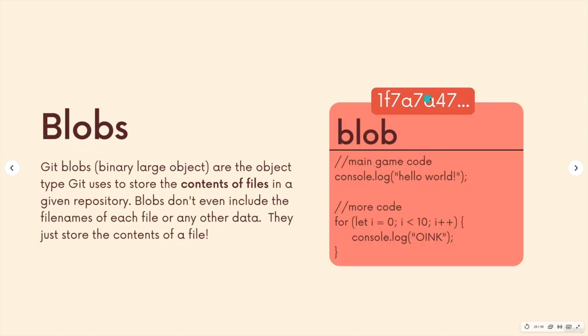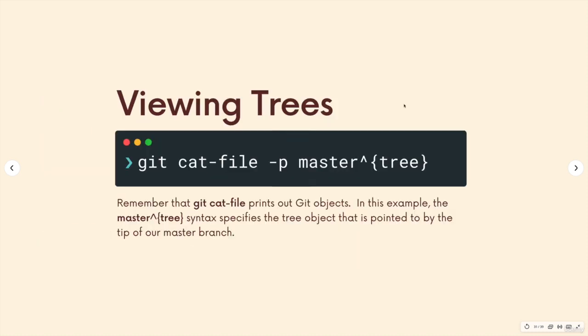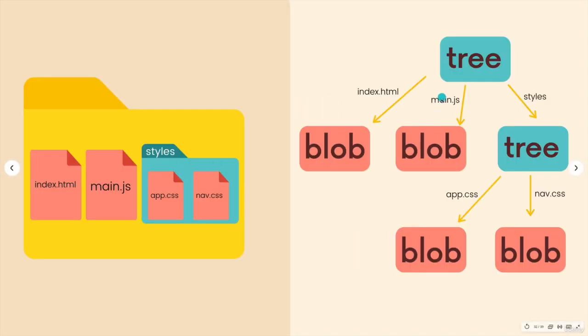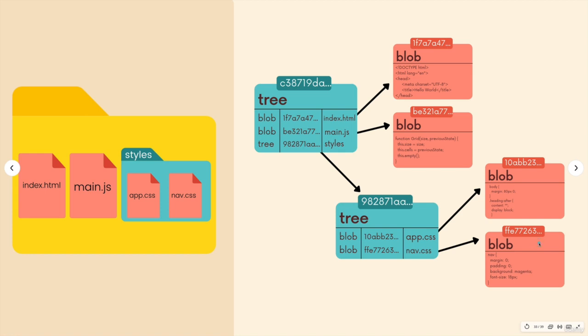1F7, that's this blob. Then the same thing for this main.js file. It points to that blob, whatever that hash is, and names it. But then it refers to another tree called styles, and that tree contains two blobs. App.css refers to one blob, nav.css refers to another blob. So here's a more fleshed out diagram, complete with the actual hashes that match. You can see we have a tree. This tree has its own hash. Every tree has its own hash.